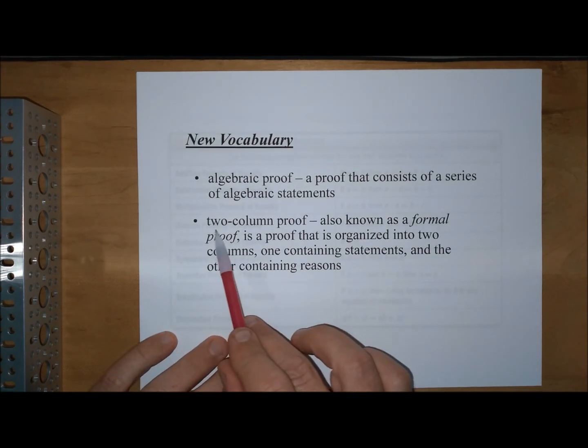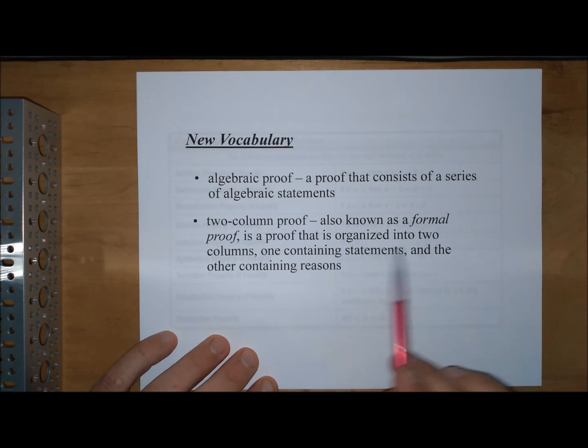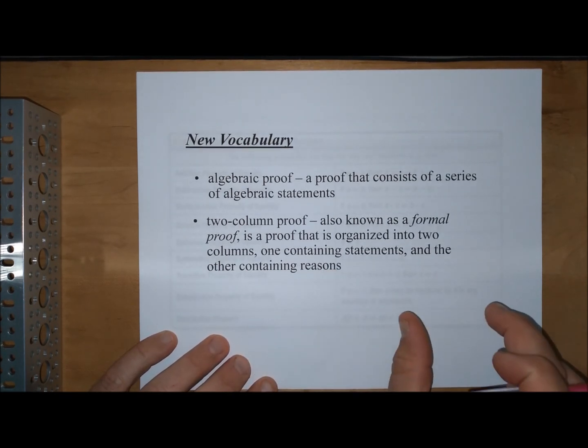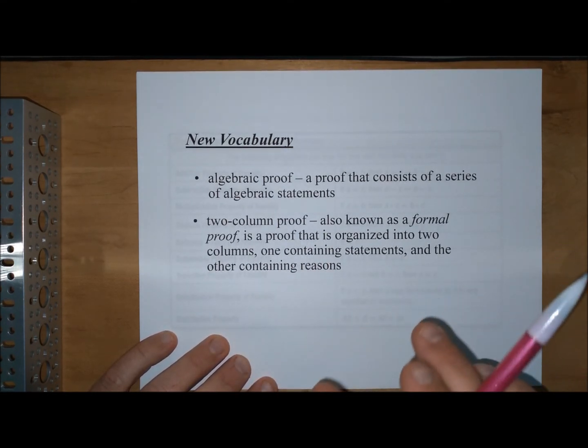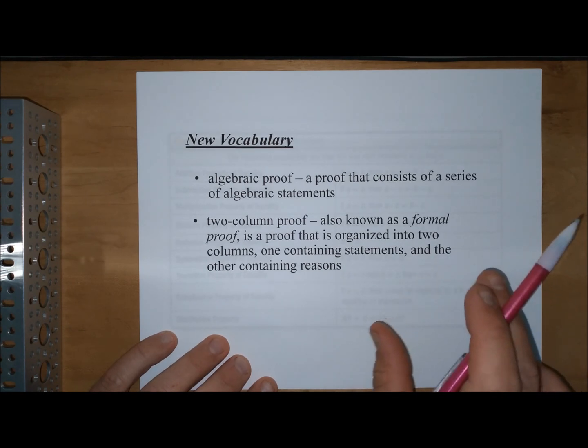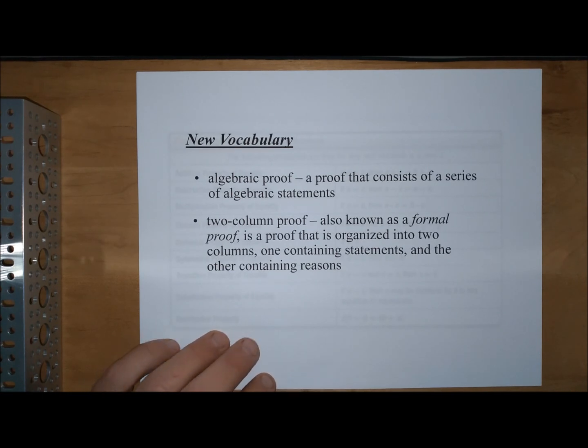And then we're going to learn this idea of a two-column proof. You'll sometimes hear this referred to as a formal proof. It's a proof that's organized into two columns. On the left, we have statements, and on the right, we have reasons. And we can make any statement we want as long as we can come up with something that we've already proven that justifies it as a reason in the reason column. All right, we're going to take a quick refresher of some of our algebraic properties before we do our first algebraic proof.